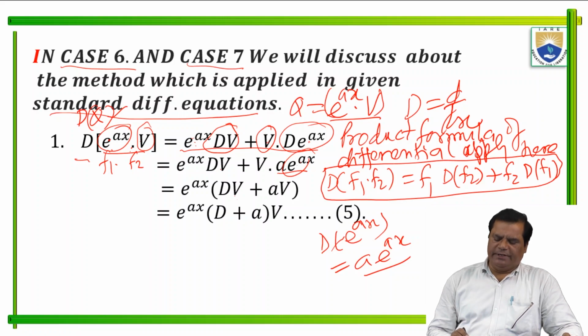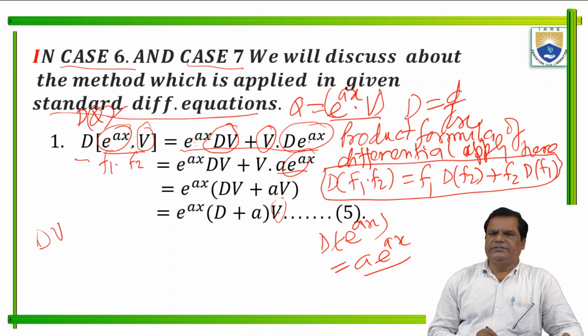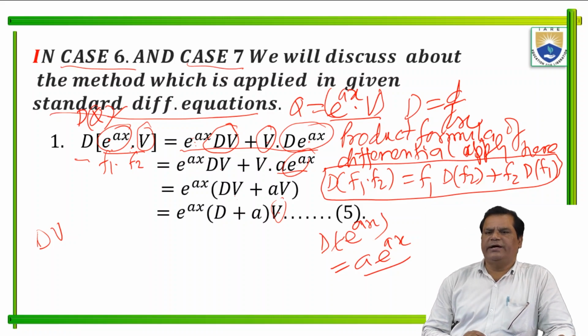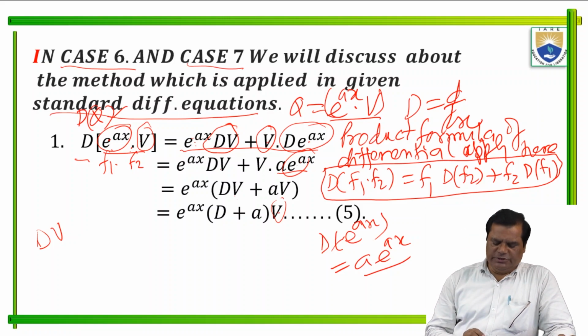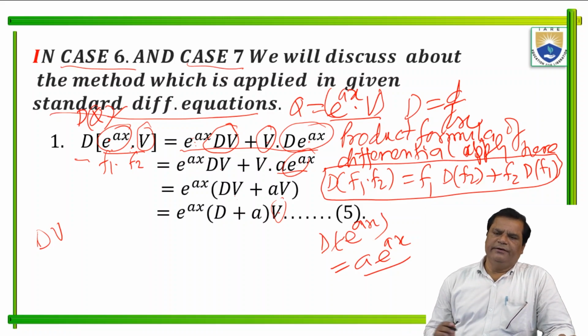Now b is taking common here on the right side, not taking the left side common, because here is dv. dv means differentiation of v with respect to x. So this is an operator, D operates on v. So here D is the operator of v. So v, taking the right hand side common. So here v is common.